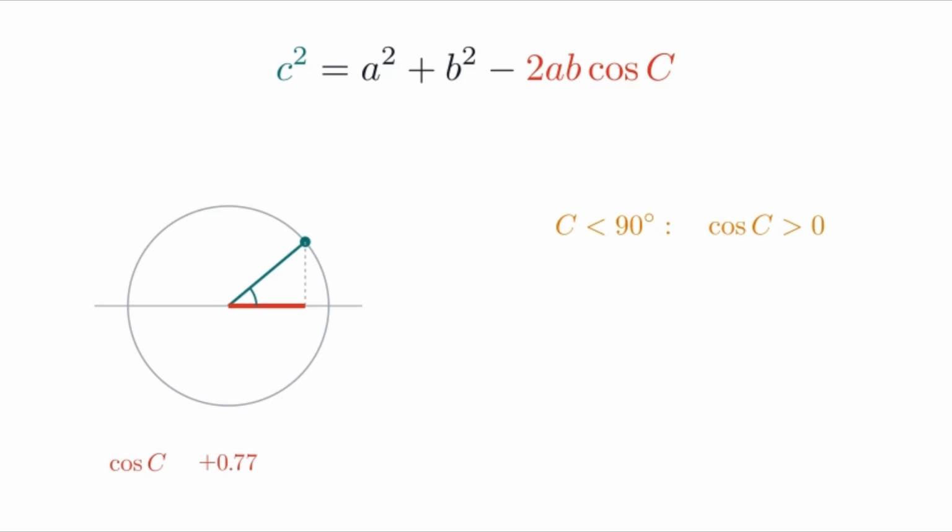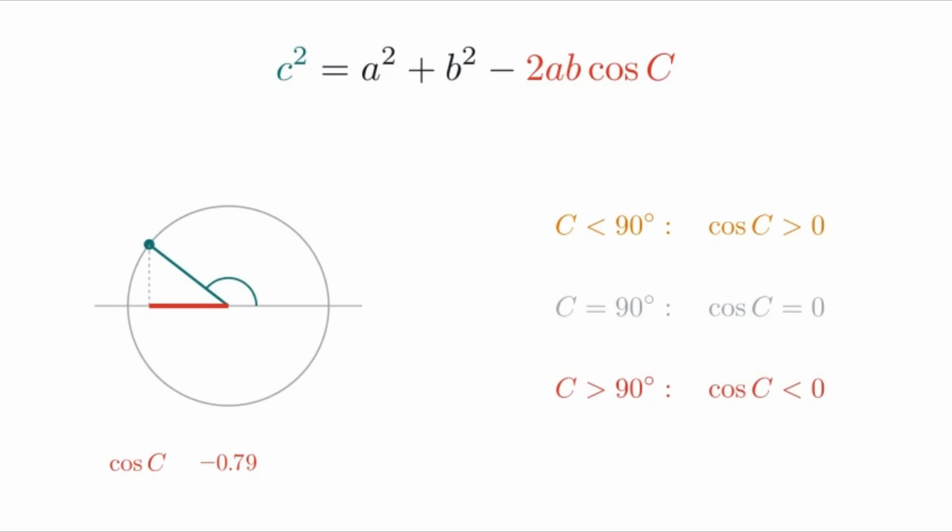At exactly 90, the shadow is nothing. Cosine is 0. The correction disappears. Past 90, the shadow flips to the left. Cosine is negative, and subtracting a negative adds, so c squared comes out bigger. One term, doing all three jobs.